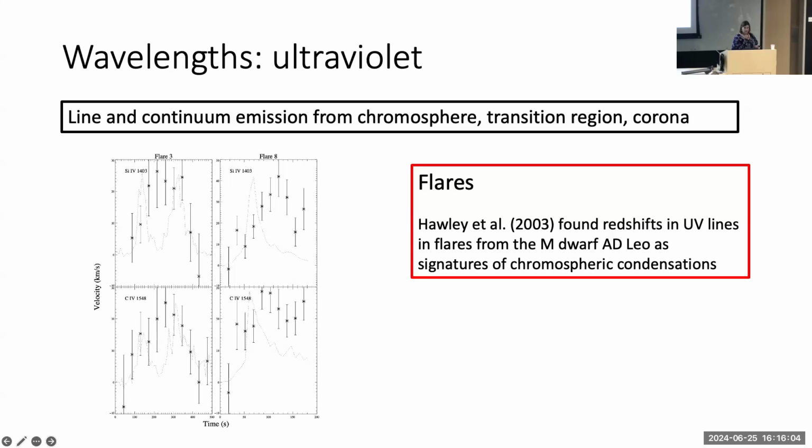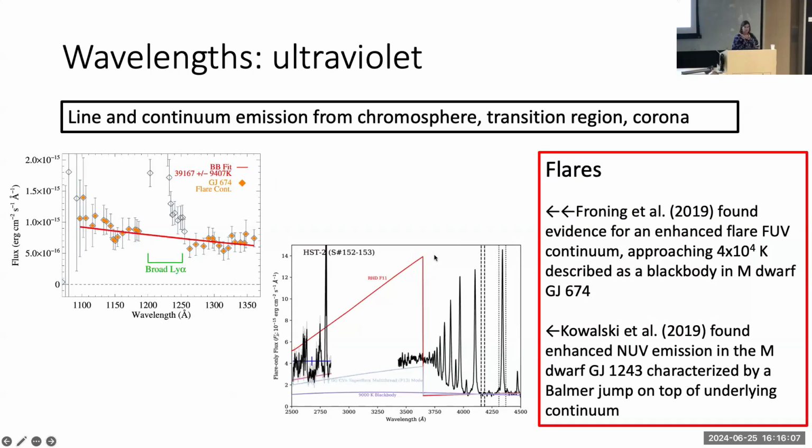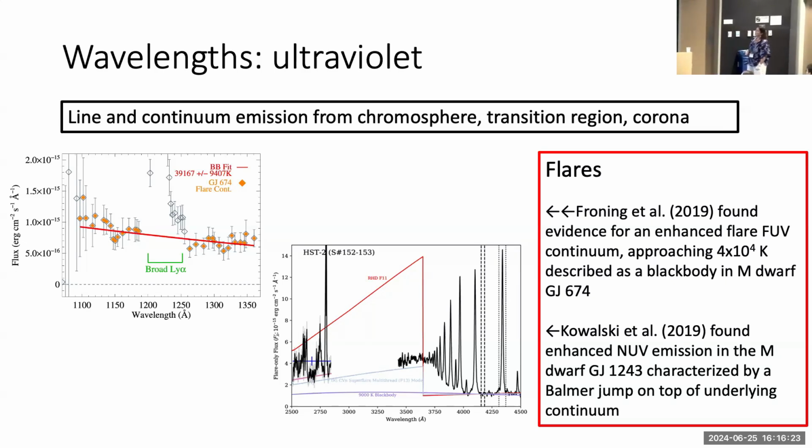Again, in the ultraviolet, looking at continuum emission, these are two different papers looking at the far UV continuum and then in the near UV. Let's look at the one that's on the far left first. This was a flare observed on the M dwarf GJ 674, where Cynthia Froning fit the continuum as a black body and found a temperature of about 40,000 Kelvin, which is extremely hot.